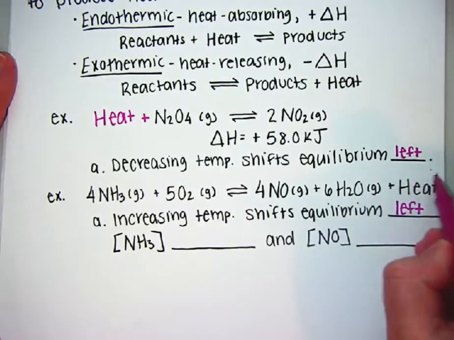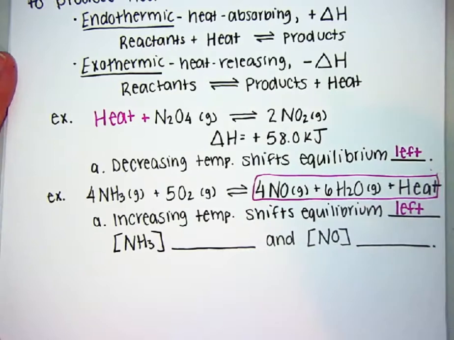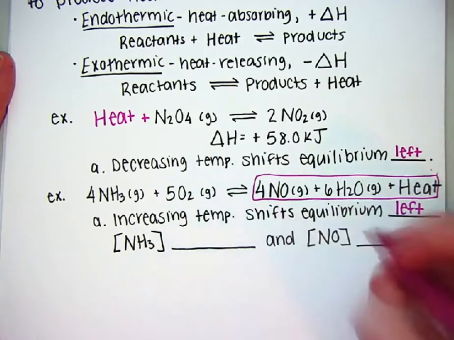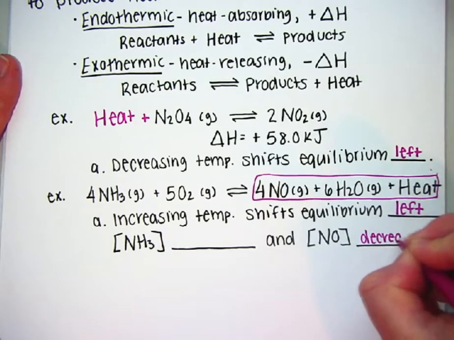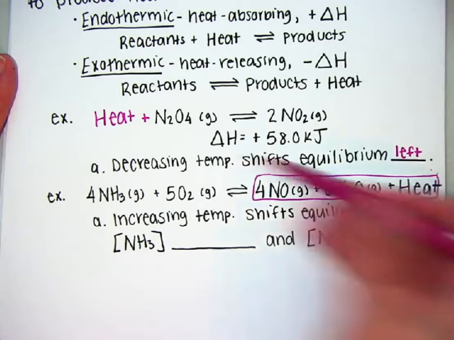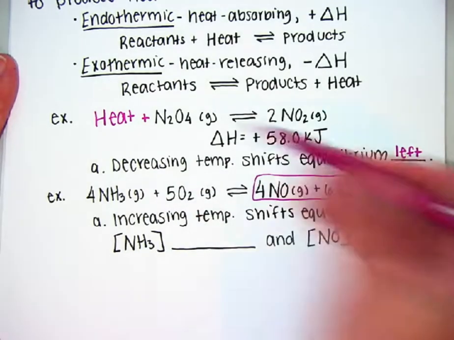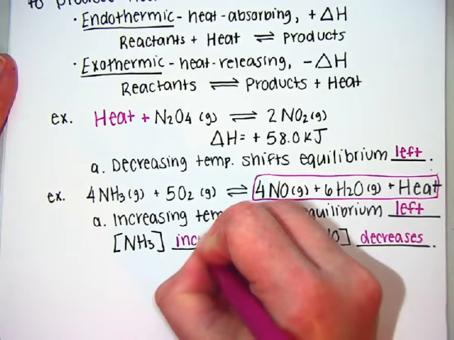That means everything over here is getting consumed or used up. So concentration of NO decreases. Everything over here is getting produced. It's the reverse reaction, shifting to the left, so NH3 increases.